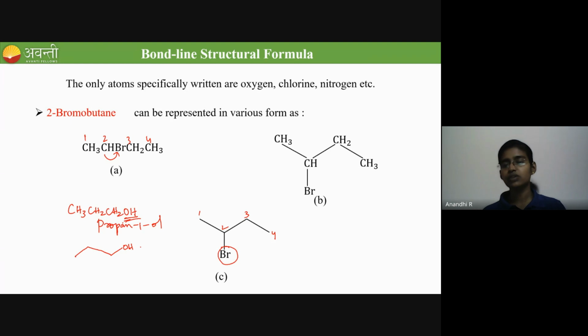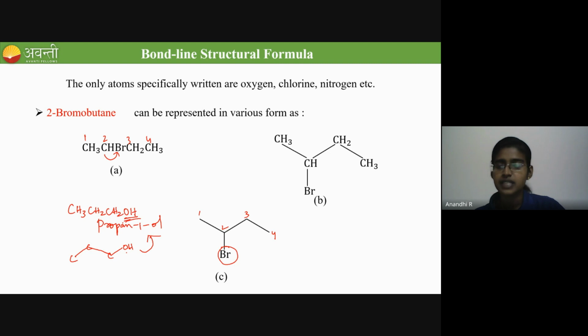Like this, you have to represent all the heteroatoms like oxygen, chlorine, bromine, nitrogen, phosphorus, sulfur, etc. So this is the bond line structure of propanol. These 3 are the carbon atoms. Clear? Clear for all of you?